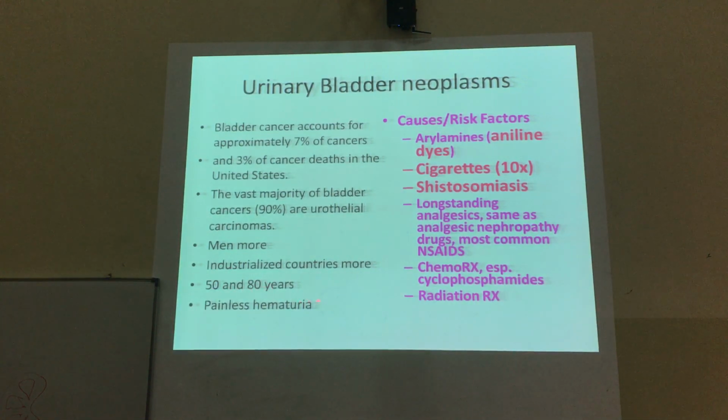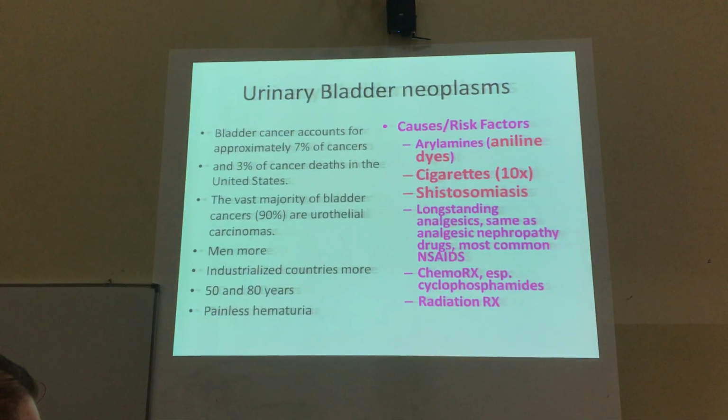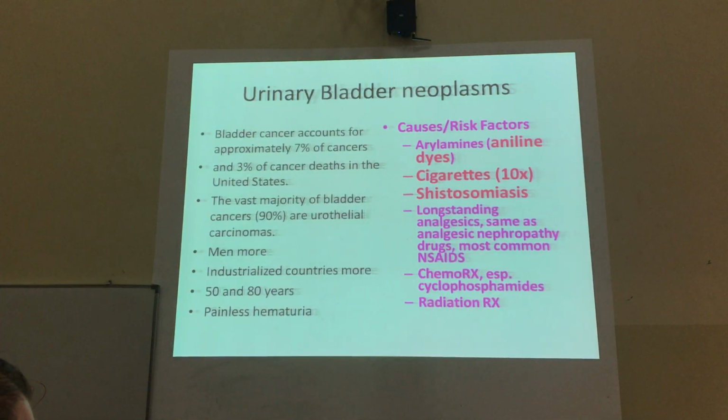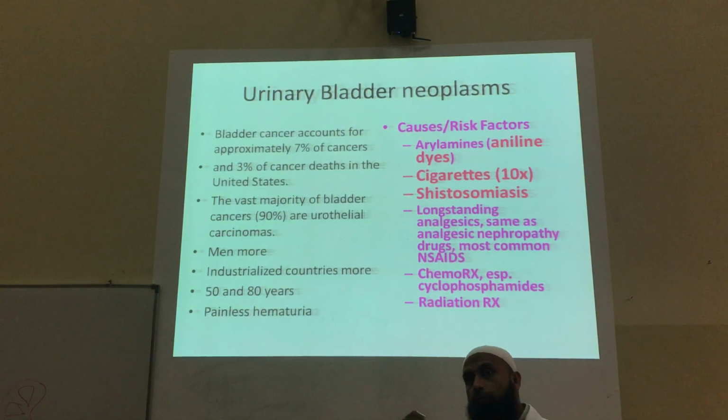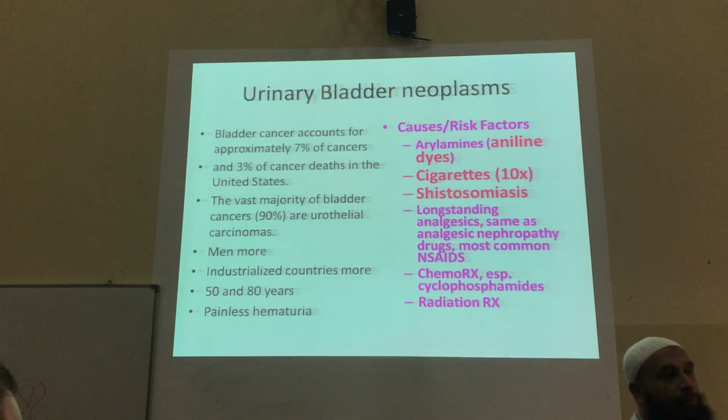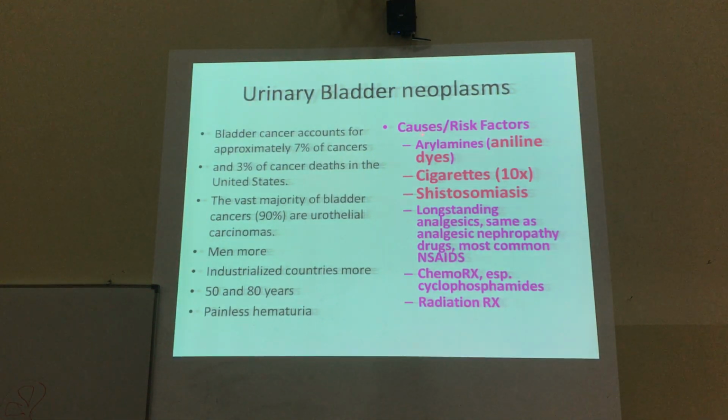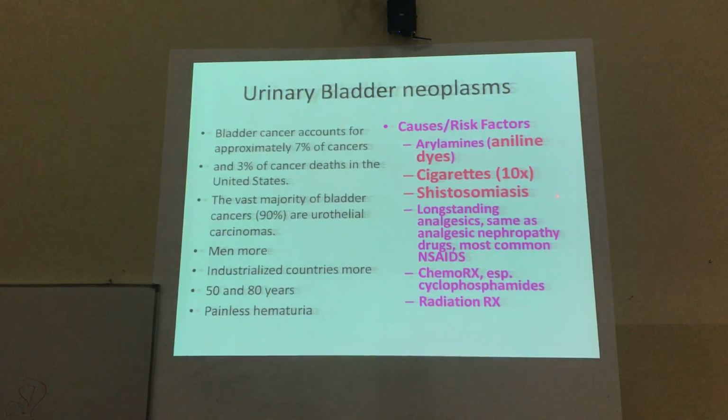Between 50 and 80 years is the most common age, old age, and painless hematuria is the most common presentation. Hematuria can also be a sign of nephritic syndrome, but that is usually also painful. If a person develops painless hematuria, that is one of the very common signs in cases of bladder neoplasms. The causes, risk factors, or etiology: allylamines, aniline dyes, and cigarettes, which give about 10 times more risk of developing urinary bladder neoplasms.